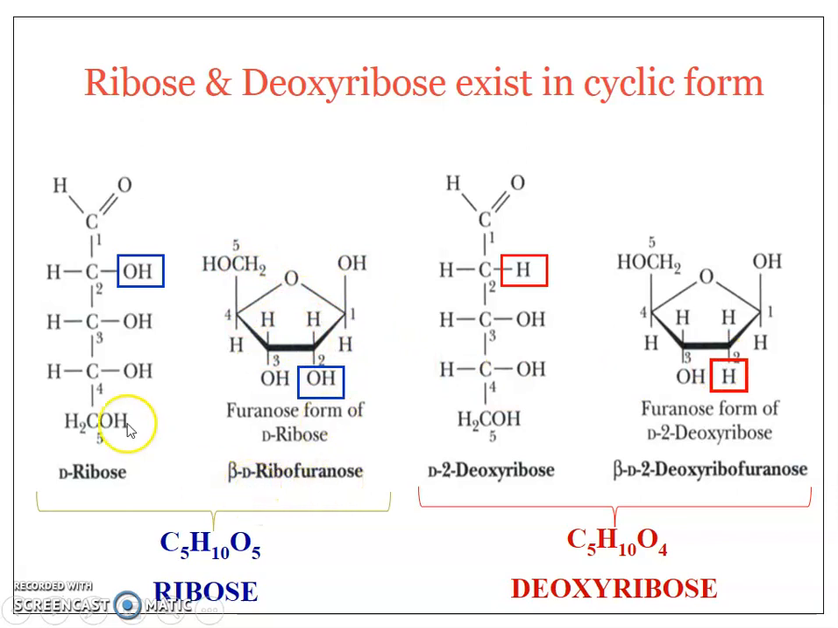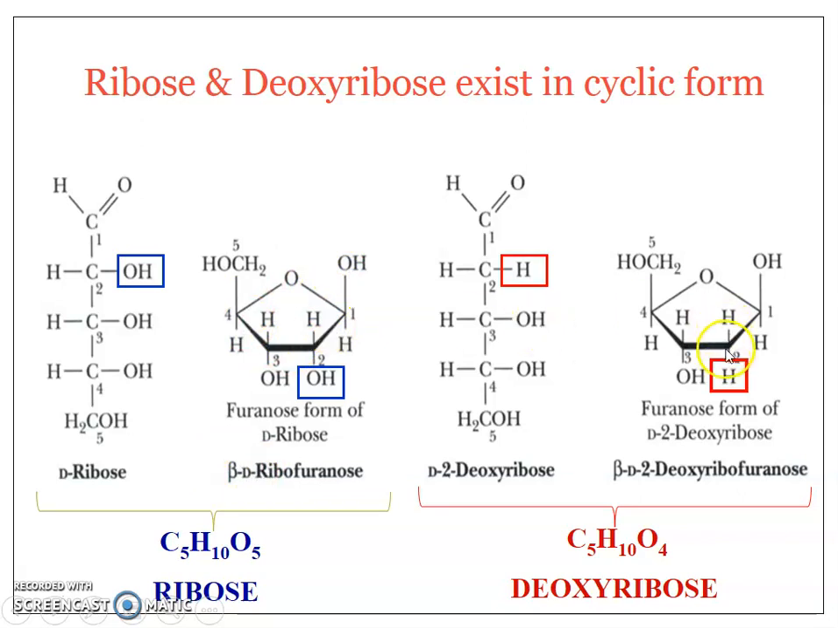Why is it D? Because the penultimate carbon has the hydroxyl group on the right side. That is why it is known as D-ribose. When it is cyclized, what happens? It becomes D-ribofuranose. Now, why beta? Because the hydroxyl group is on the upper side of the ring.